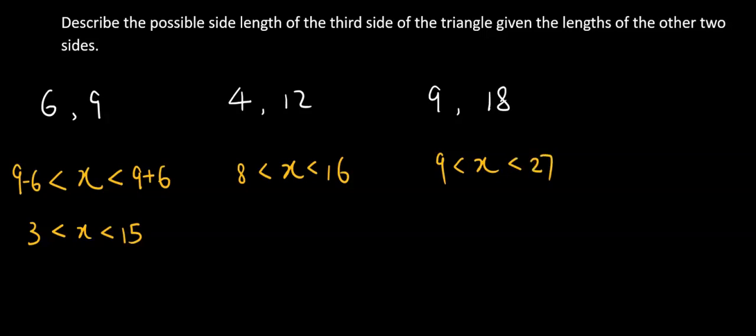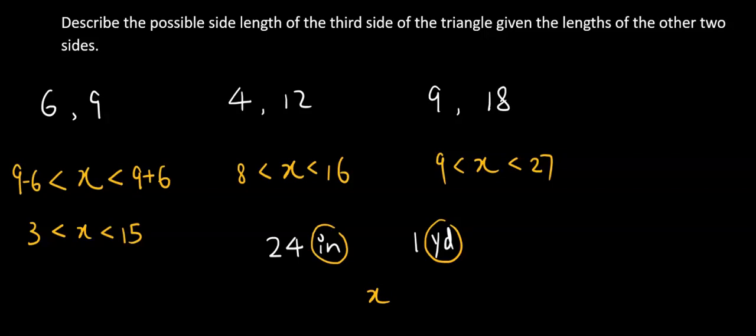Let's try something a little bit more interesting. This time, we don't have the same units. We see the first one is 24 inches. The next one is 1 yard. What is a possible side length? Remember, these two have different units. One is inch, one is yard. Why don't we change the yard into inches?